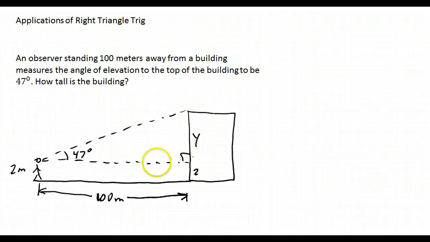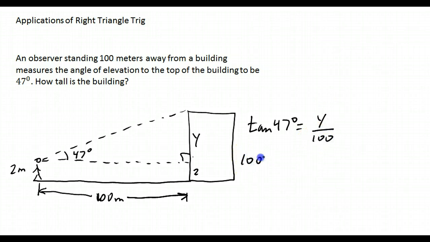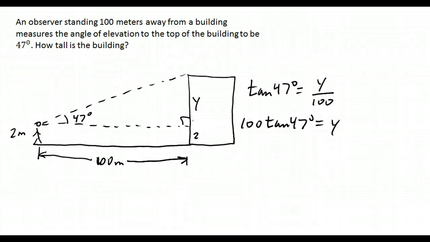So y, this is a little right triangle, isn't it? Y is the opposite side. 100 is the adjacent side. Since we're looking for the opposite and we know the adjacent, we will use tangent. So we're going to say the tangent of 47 degrees is equal to y over 100, which means that 100 times the tangent of 47 will give us y.